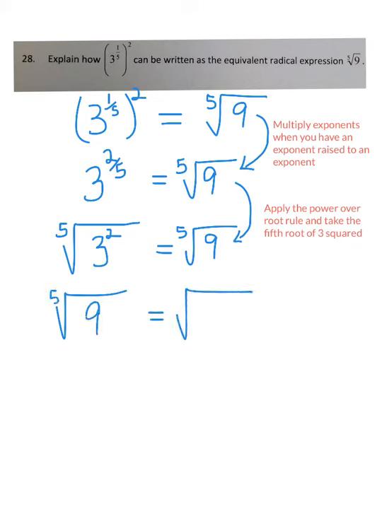And then you see that the left side equals the right. Okay, we have to explain that too. So if you square the 3 that's under the radical, you will get the 5th root of 9. And now your left side equals your right side.